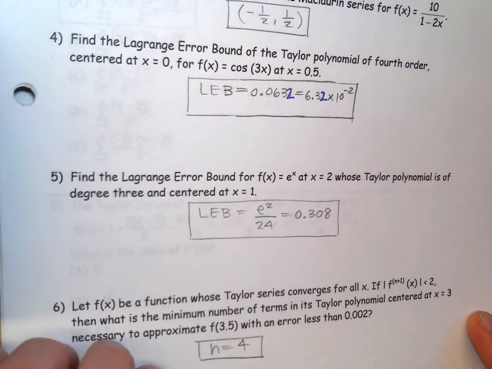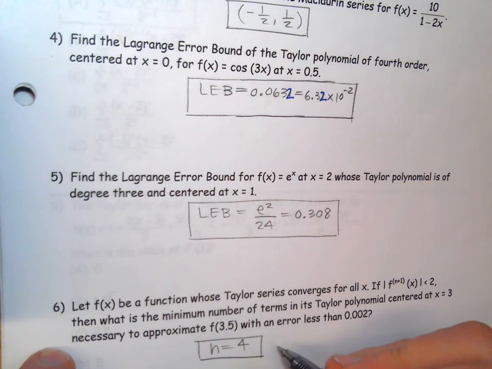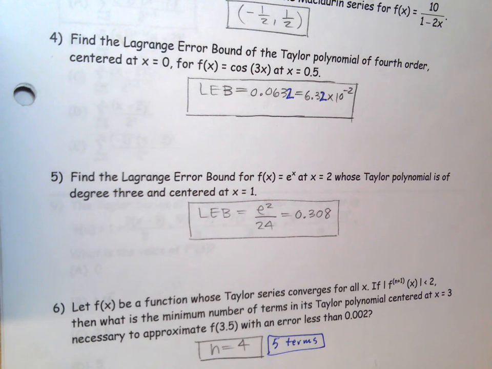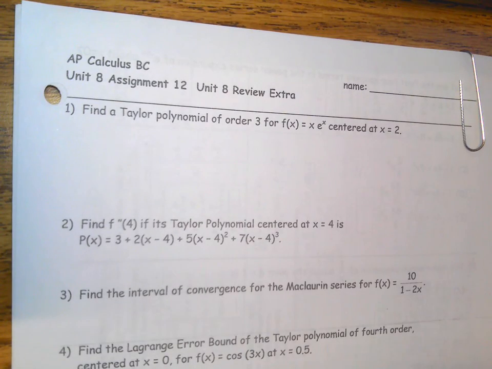And number 6 says number of terms, n equals 4. It should go with 5 terms. Okay. All right, let's try these problems out.